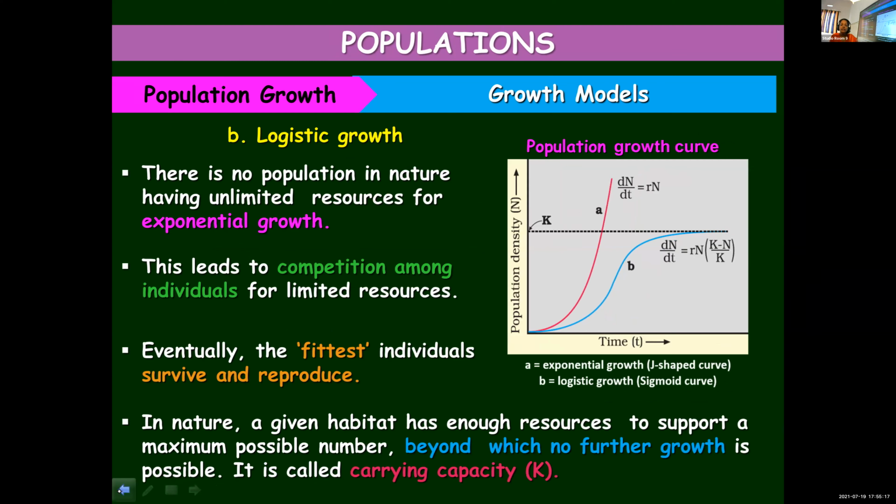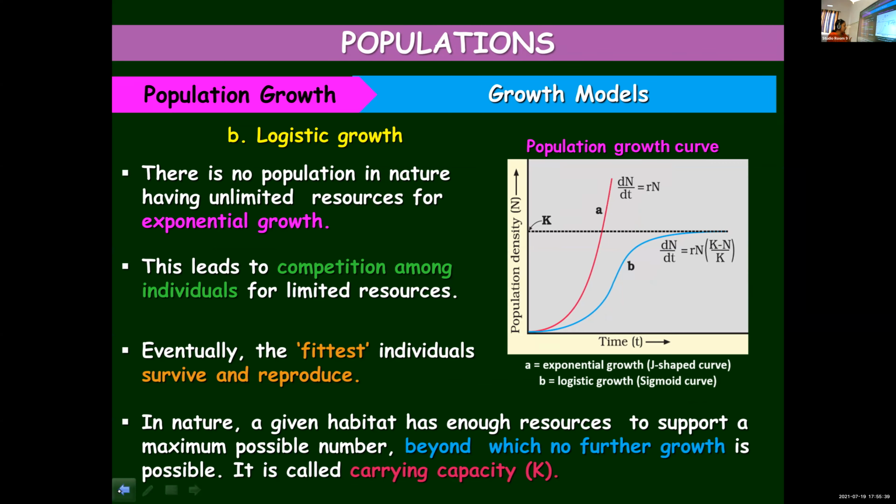Even though we discussed the presence of unlimited resources in the exponential growth model, in reality, such a condition will never exist. And this can lead to competition among the individuals. And in this competition, the fittest one will survive. They will reproduce and increase in number.